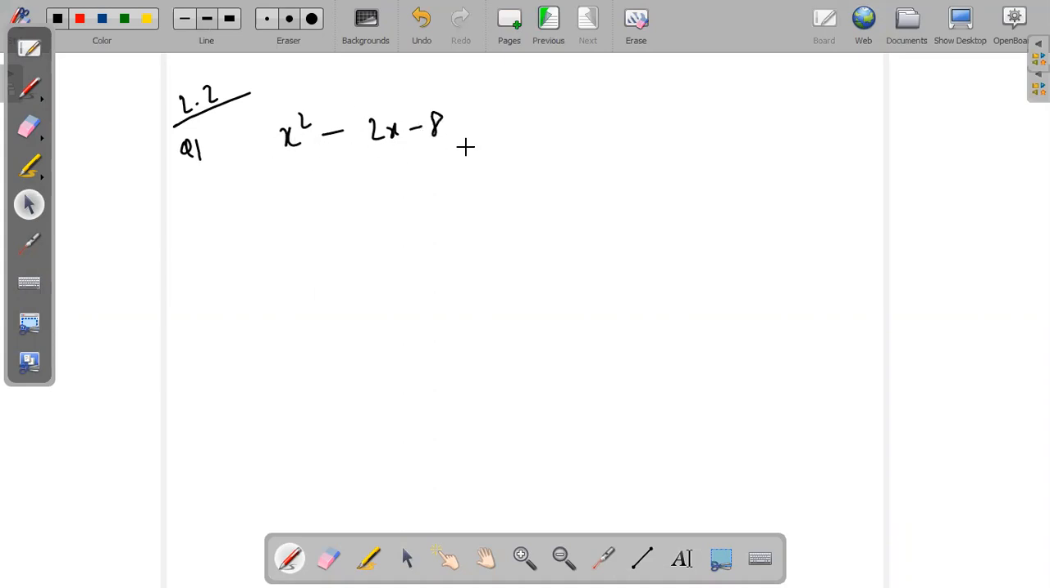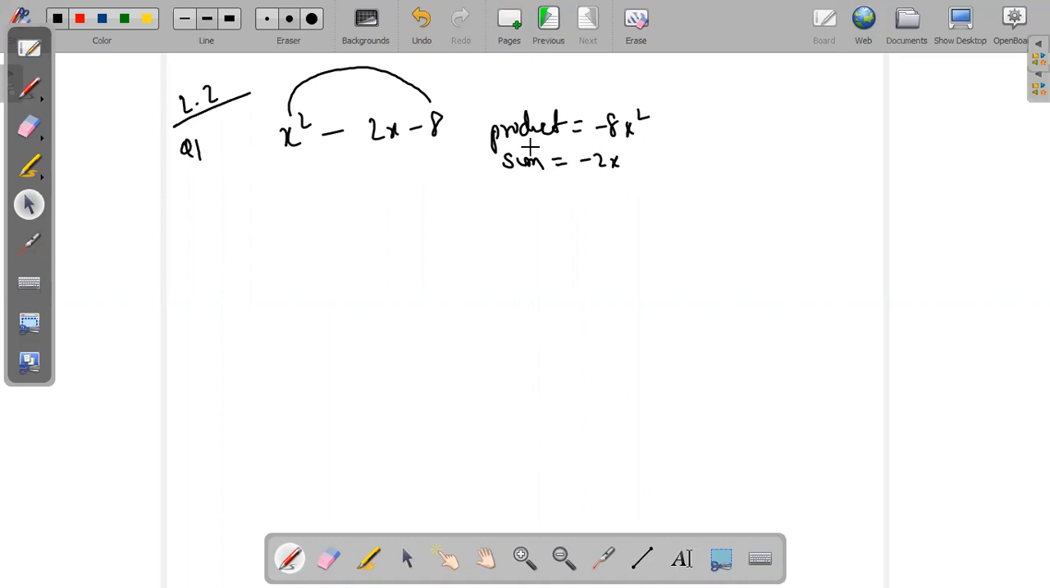This is factorized by splitting the middle term. I hope you remember that. You have to multiply the first number and the last number. That gives you your product. So the product is x square into minus 8, that is -8x². And when you add, you have to get the number at the center. Sum is -2x. So this is the first thing that you do. Multiply the first and last and write it as the product. And the number at the center, -2x, you write as the sum.